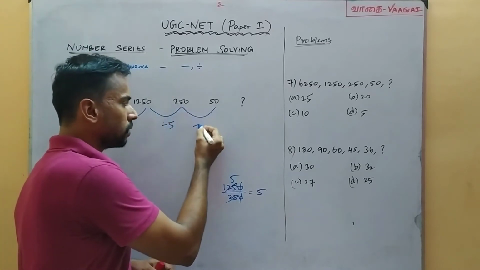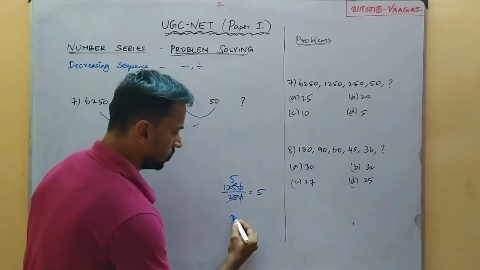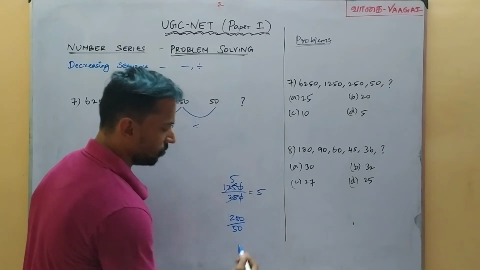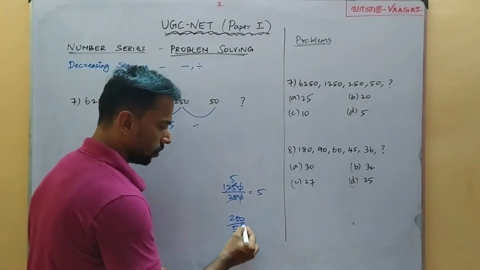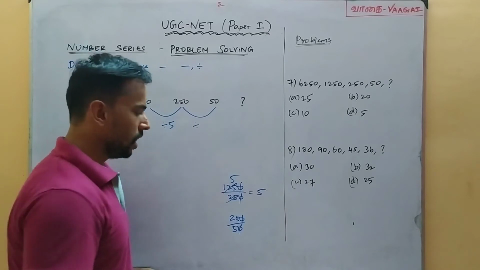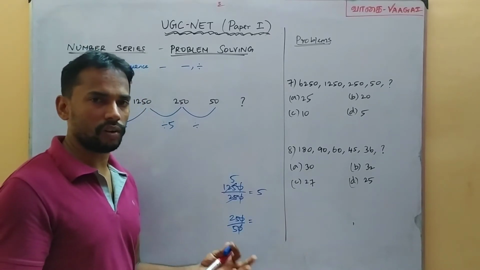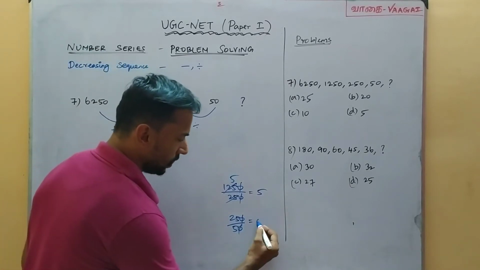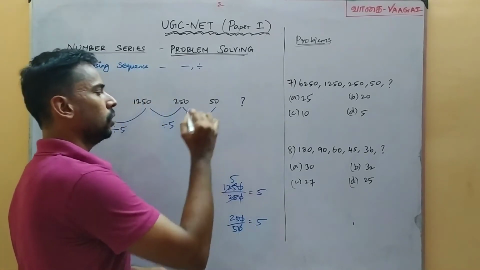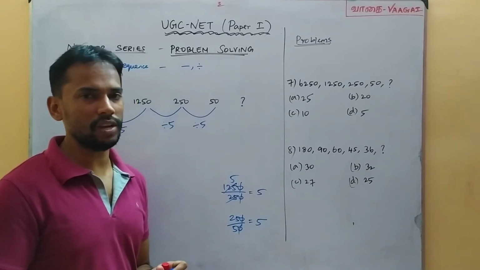And now one more time we need to repeat the operation. 250 I should divide by some number to get 50. This division 250 by 50, if we try to do, again it's easy for us to say, zeros will get cancelled, and now I am left with 25 by 5. We know 5 tables very well. So 25 by 5 it is exactly 5 times. So that means once again it is getting divided by 5.